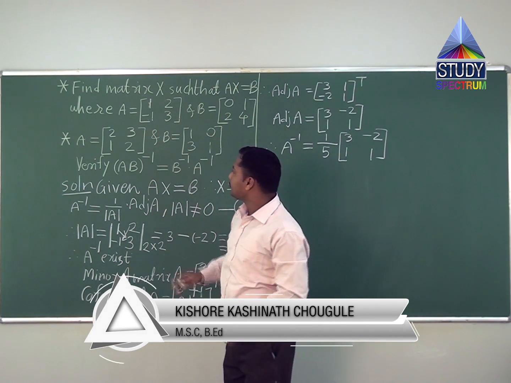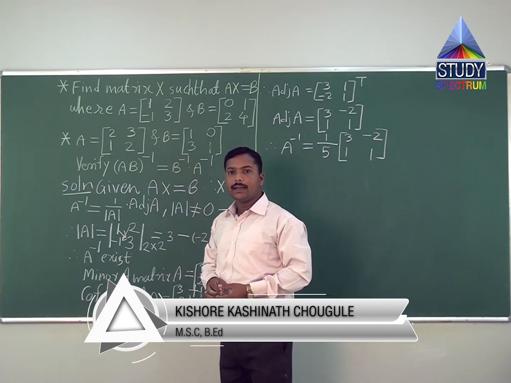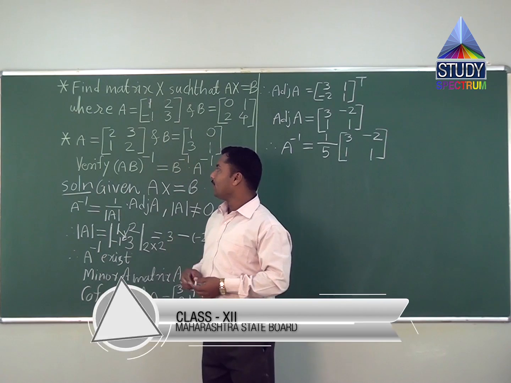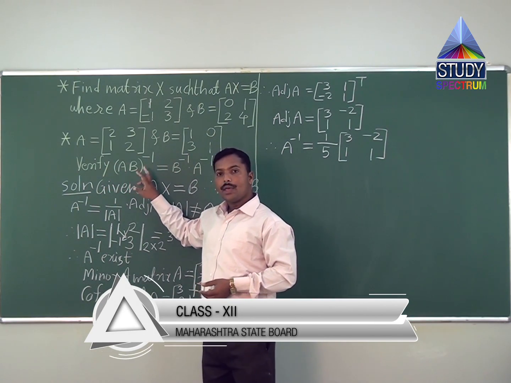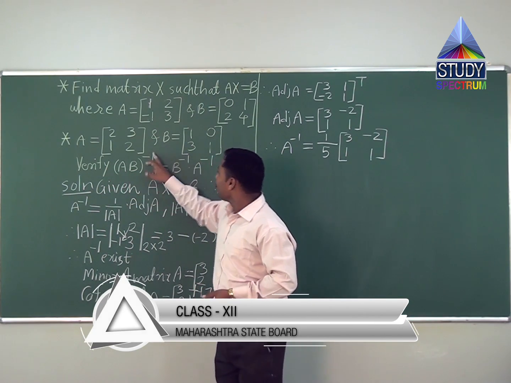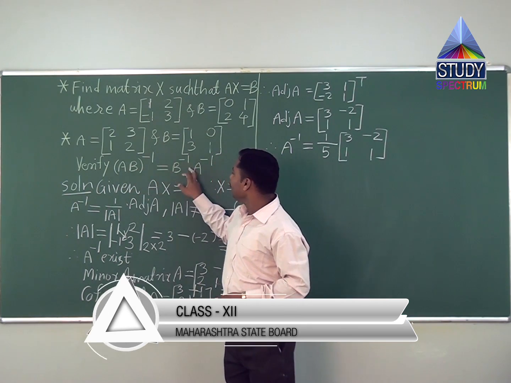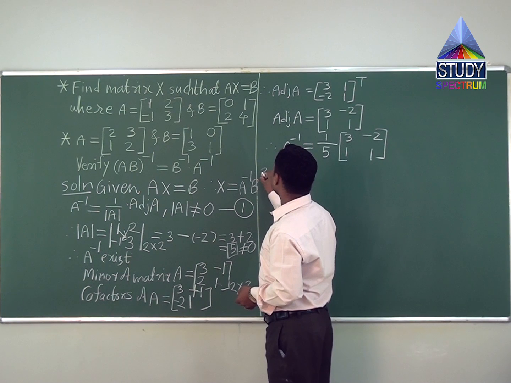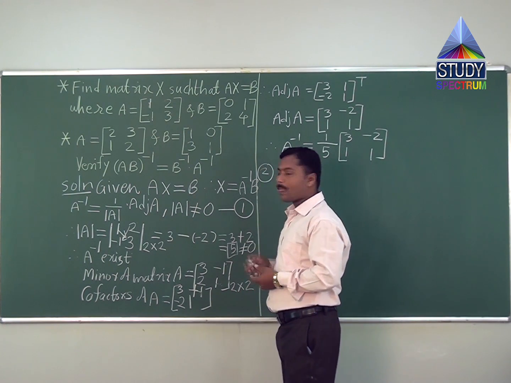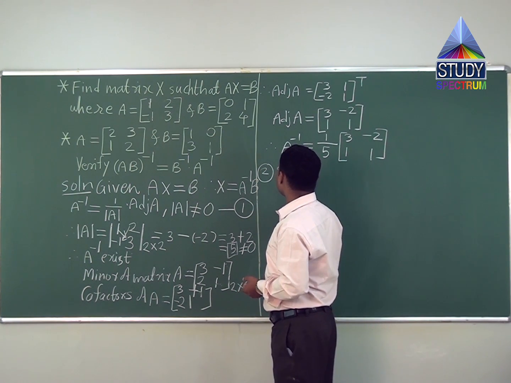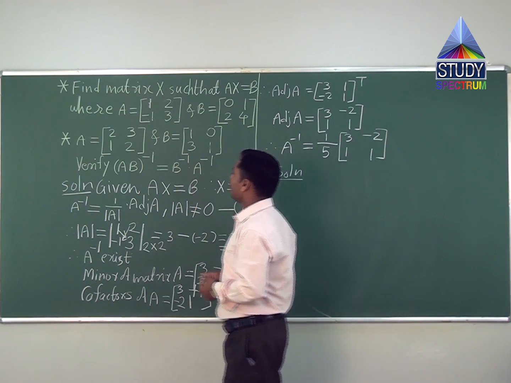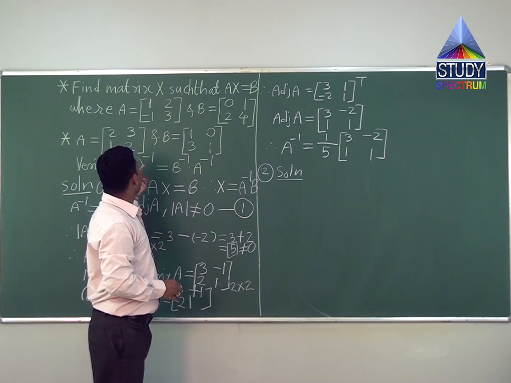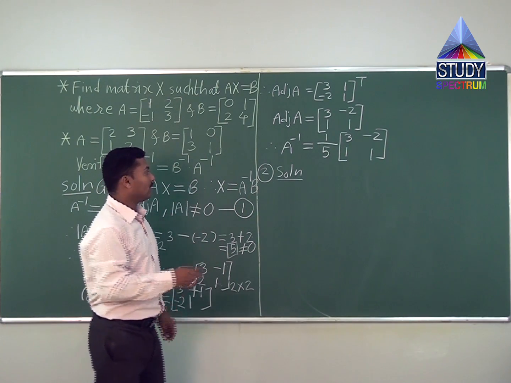Also we discussed the second problem, very interesting. What problem? A and B are given, and verify that AB inverse equals B inverse into A inverse. So we discussed the second problem. The solution starts with LHS. What is our LHS? LHS is AB inverse.